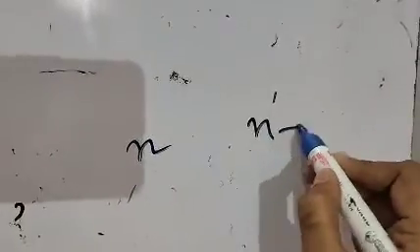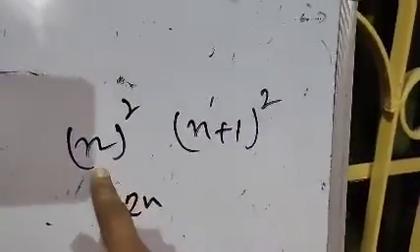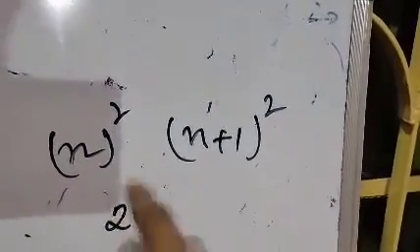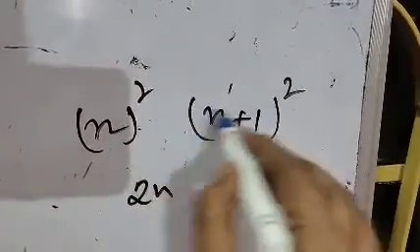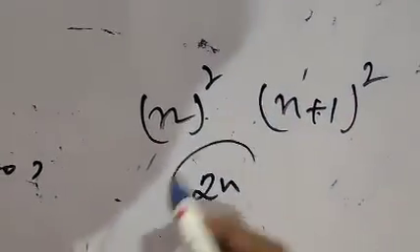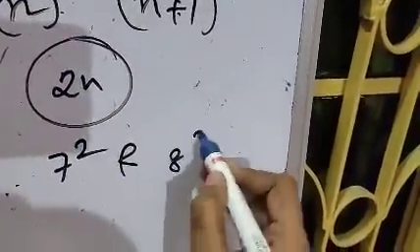Now the rule is: between the squares of n and n plus 1, that is, between the squares of two consecutive numbers, there are 2n non-perfect square numbers, or non-square numbers. The first question is 7 square and 8 square.